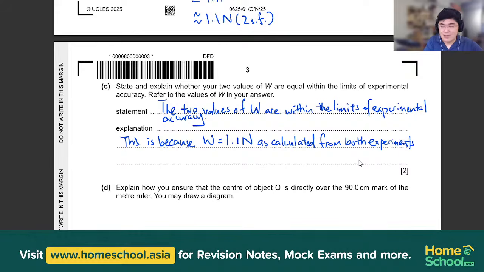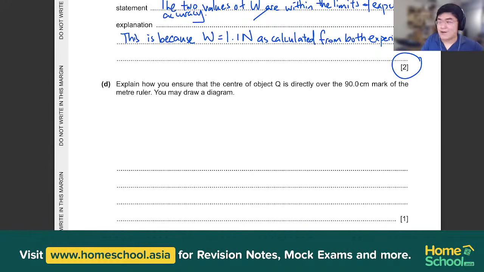Of course, this is a 2 mark question. The first mark is to state correctly if W is within the limits of accuracy. And the second mark is a correct explanation of why this is so. Doing so will get you your full 2 marks of the question. Okay, so with that done, let's move on to part D.